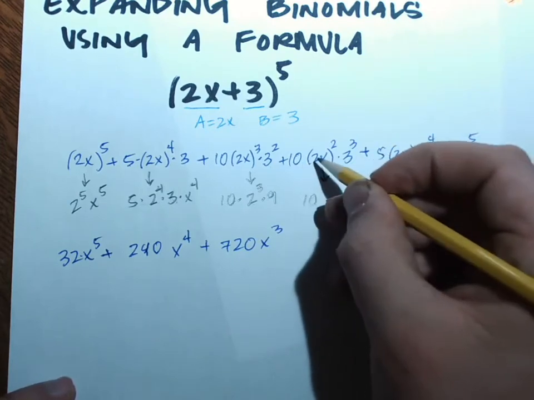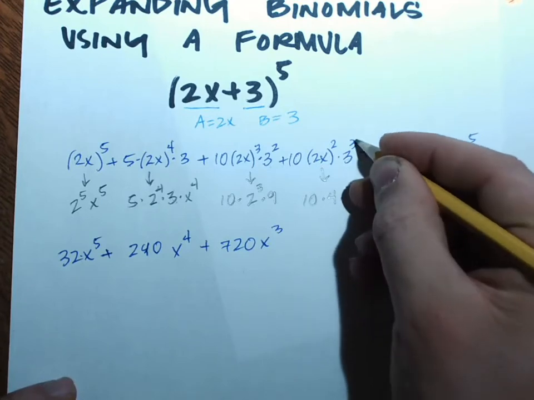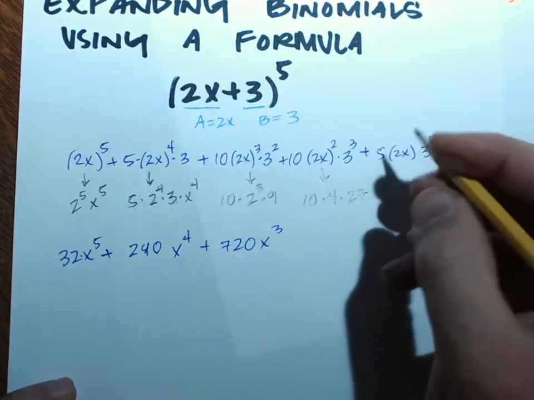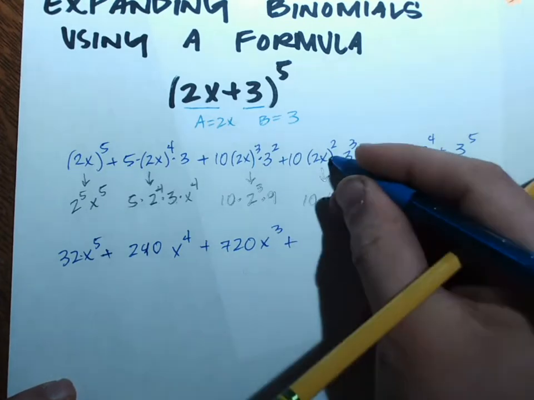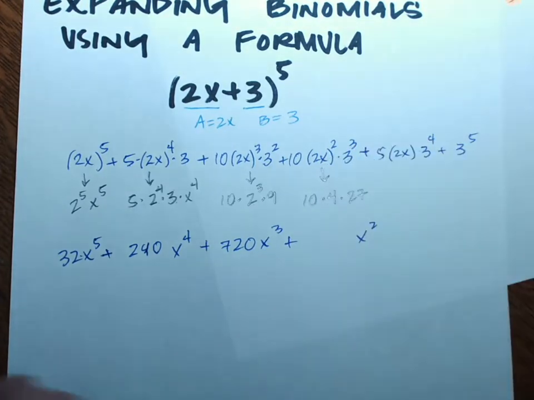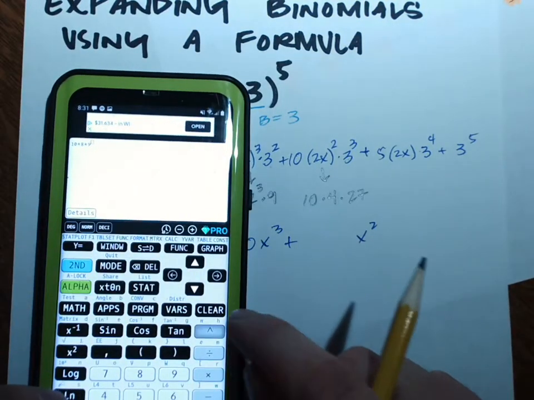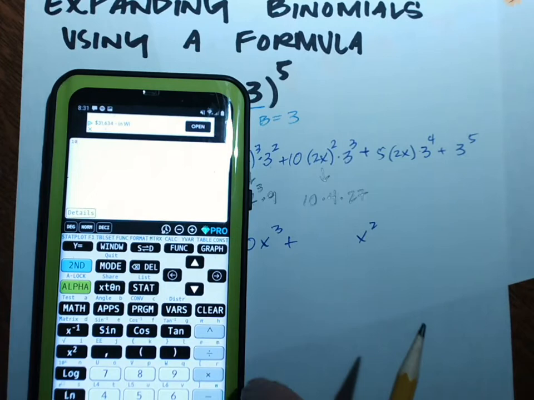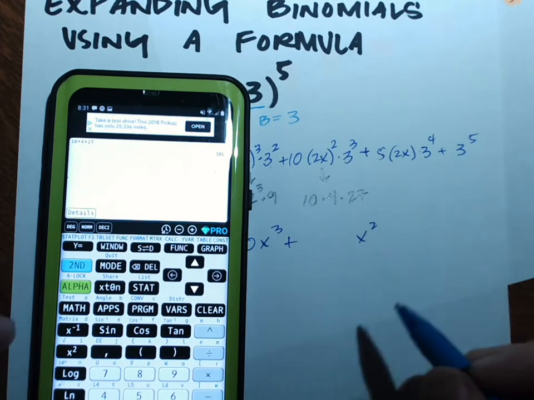I'm almost done. 10 times this is going to be 4 times 3 to the third power, 27. Okay, this is going to be the x squared term because x is being squared, and the coefficient in front of it simplifies. 10 times 4 times 27, 1080.